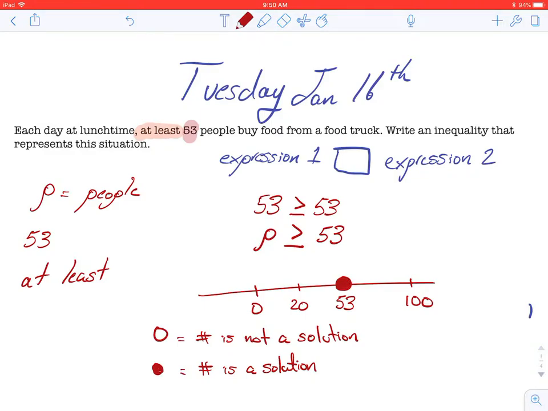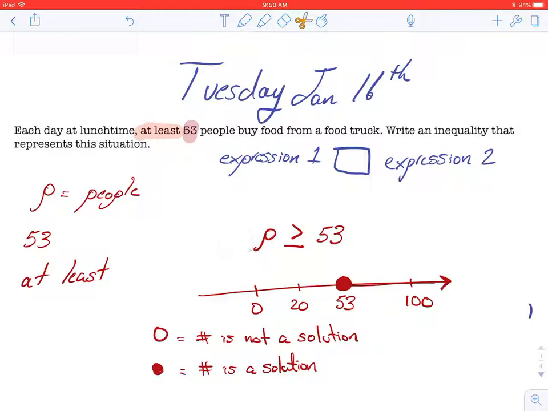It would be a true statement if I were to read it out loud again: 53 is greater than or equal to 53. That is true. And then the numbers that are greater than 53 that represent P are going to be numbers like 54, 55, 56, which all travel to the right. So that means I'm going to be putting my arrow to the right with a closed circle, and that represents the inequality for the number of people that buy food from a food truck every day.